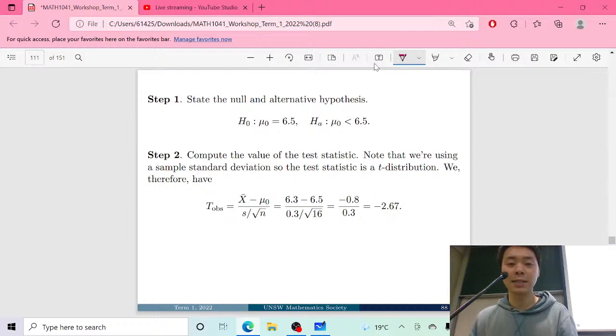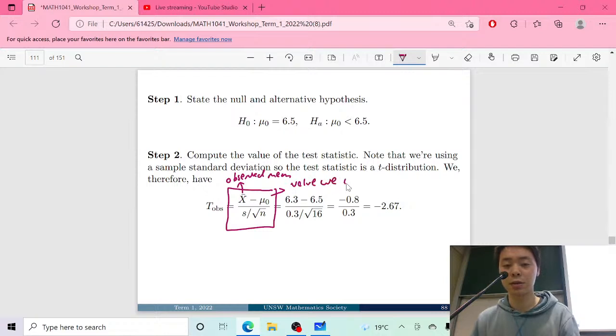So remember that our test statistic always comes in this form, where you have the mean minus the value that we want to test. So here, this is what we call an observed mean. Here, this is going to be the value we want to test. And then the bottom is going to be the standard deviation that we have.